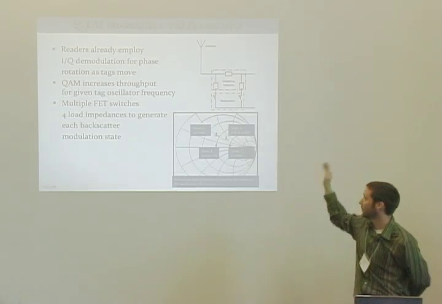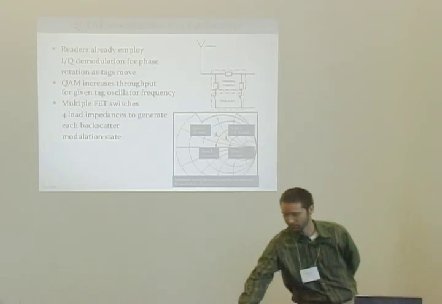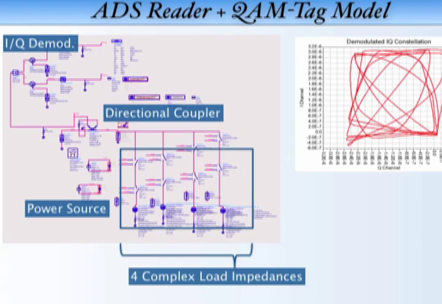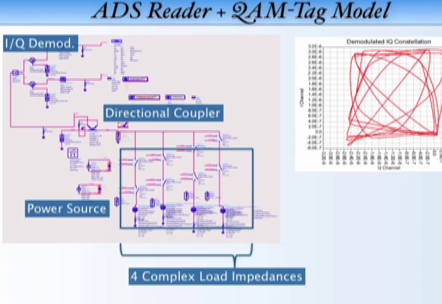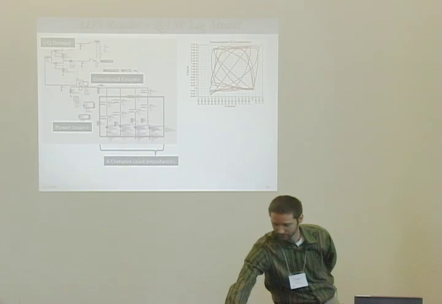We can short the shunt components. So we've done this in simulation. This is an Agilent ADS model, and this is an outcome. You can see the 4 distinct groupings, and we're getting that just by having the 4 distinct impedances. We've been looking at that through a coupling link and looking at an IQ demodulated output.